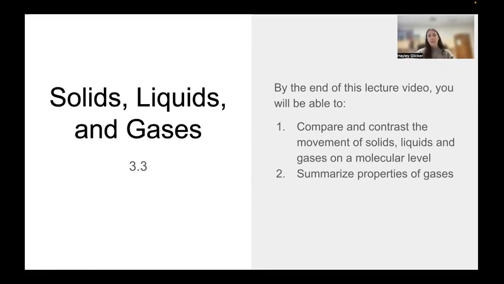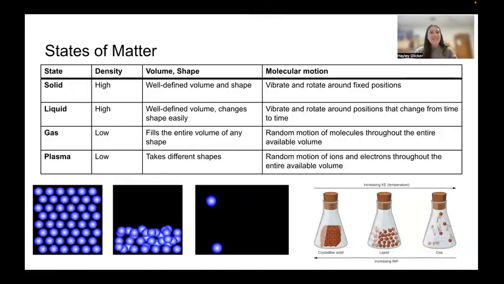So we have to talk about the movement of all of these states of matter, the way they are shaped, their volume, and their densities. So we're going to break down this table here row by row. We spent all of our last lecture video talking about solids. As a reminder, solids are relatively dense.